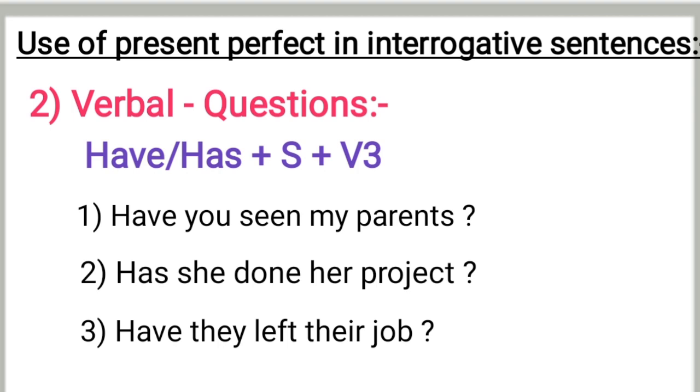The third question starts with have because the subject I use is they, and they is a plural subject, and with plural we have to use have helping verb. After they I use left, which is the third form of leave. Then their job, it is the remaining part of the question, and then finally question mark at last. So this way present perfect tense is used in verbal questions. So today we learned present perfect tense in detail.